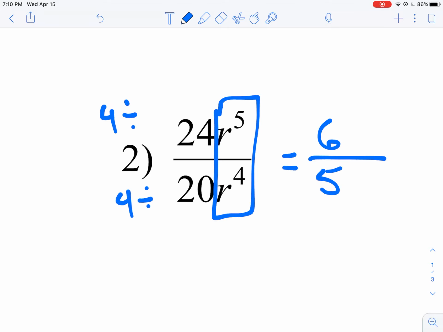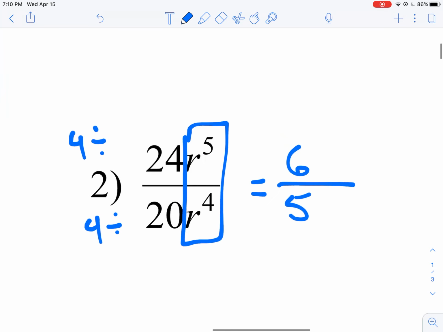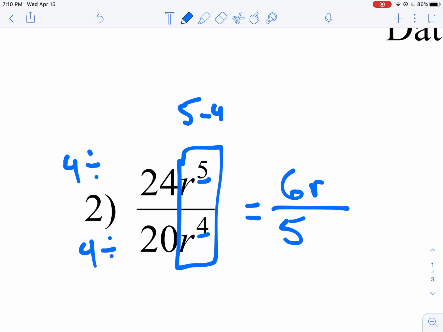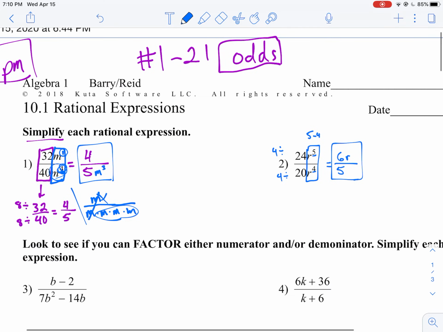If you use my easier method from the last one, do 5 minus 4. 5 minus 4, that's 1. So I have 1 r, and which is bigger, 5 or 4? Well, the 5. So my 1 r that's left is going to go on top. And we're done. Boom. There it is. There's the first part.